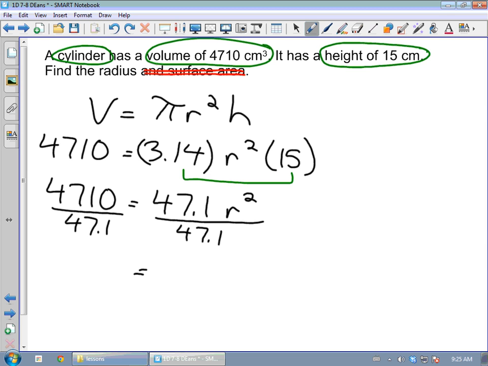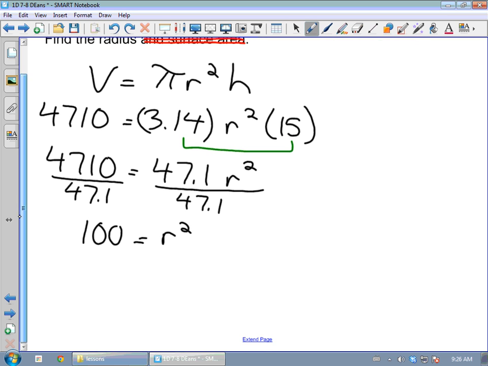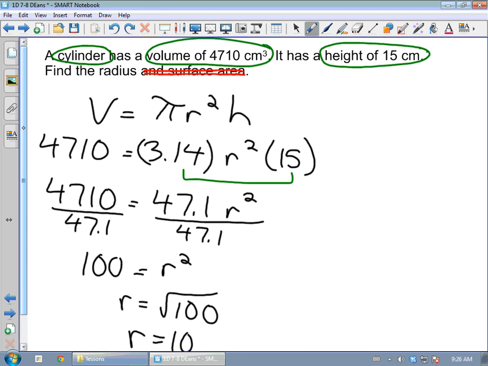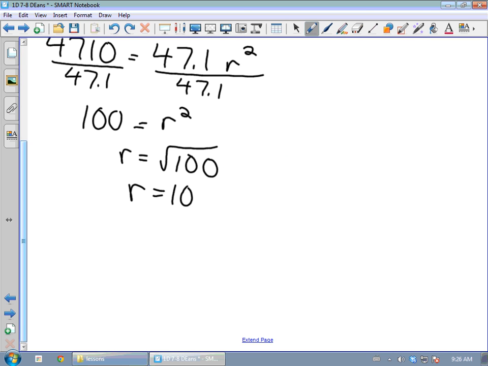When we divide, we get 100 over here and r squared over here. What's the last step to finding r? We've got r squared equals 100. How do we figure out what r is going to be? We're going to take the square root. So our radius is going to be 10. Then we go back up and check the units. We're working in centimeters cubed, so our radius has to be 10 centimeters. I'll put a box around it to show that that's the answer, and we are done.